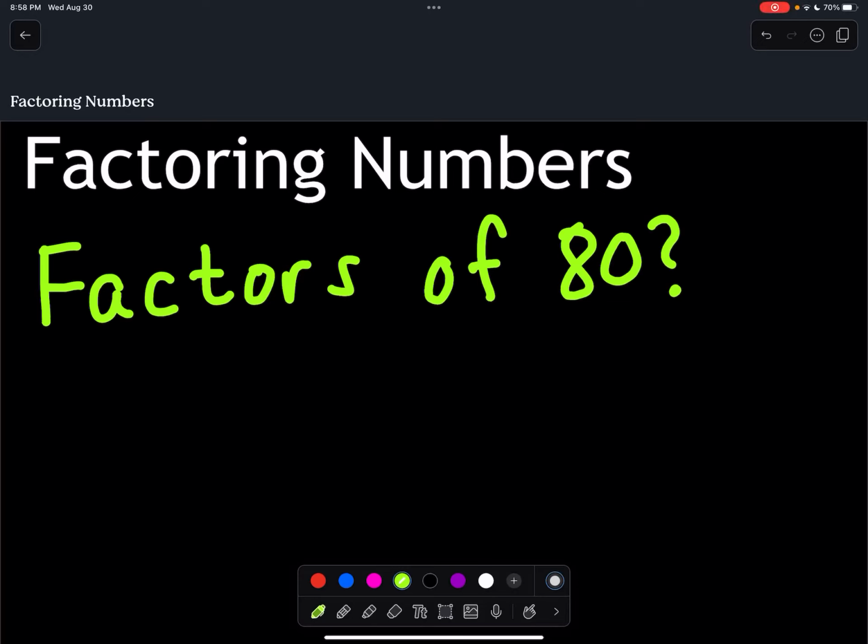So, how can we factor numbers? If someone asked you, hey, what are the factors of 80? Well, what you have to do is ask yourself, what times what makes 80? We're going to break 80 down into its component parts, into its factors.